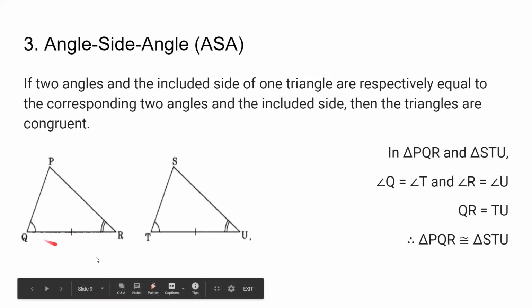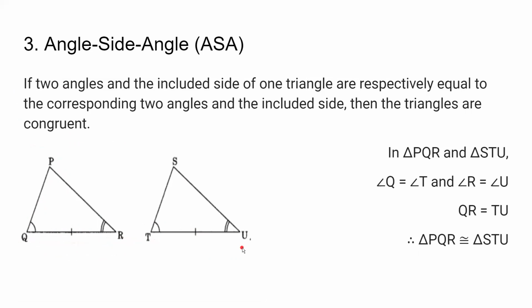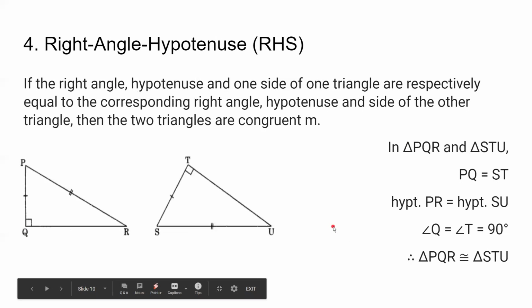Now, one angle is here, Q. Angle Q is congruent to angle T. Angle R is congruent to angle U. Now, here a side is also given. So, the side, line segment QR, corresponds to line segment TU. Therefore, we can say the two triangles are congruent by the criterion of ASA, that is angle, side, angle.